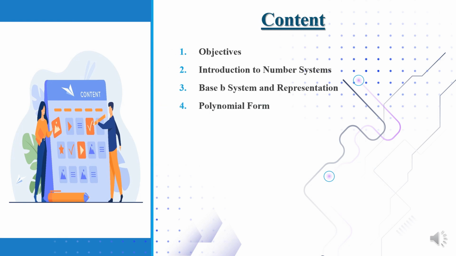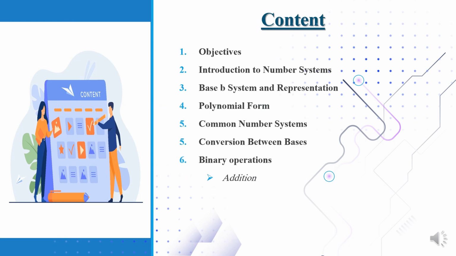Here is what we will learn in this chapter. First, the objectives, then the introduction to number systems. We will look at how numbers are written using base B and how to represent them in polynomial form. Then we will study the main number systems. We'll learn how to convert between them and finally practice binary operations like addition, subtraction, multiplication, and division.